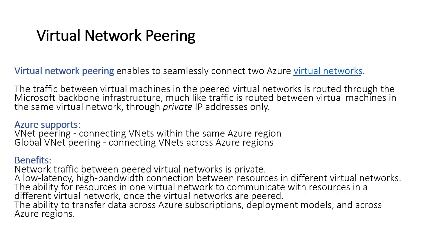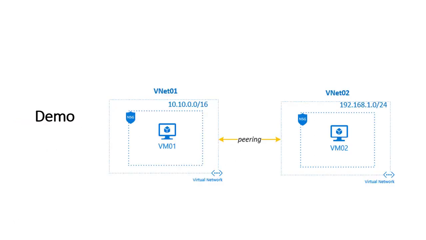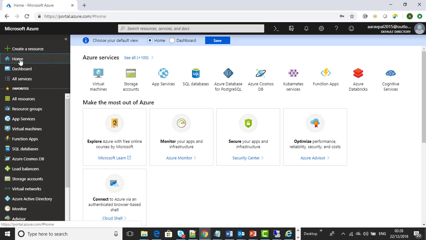In this video, we'll cover a demo on how to create virtual network peering. What we need to have for the labs is two virtual networks and at least one virtual machine in each VNet. We'll configure and establish connectivity between the two VNets and see how the communication happens. So let's go ahead and log into the Azure subscription.